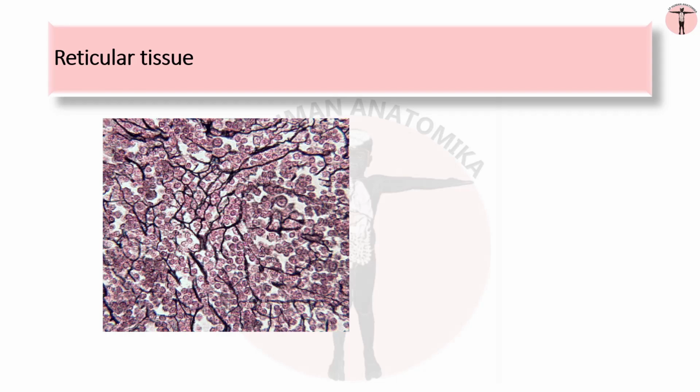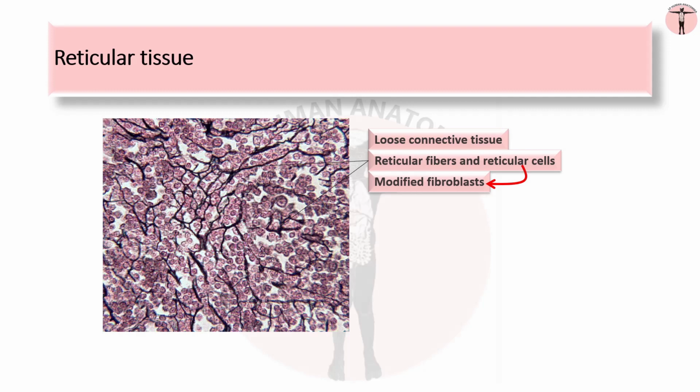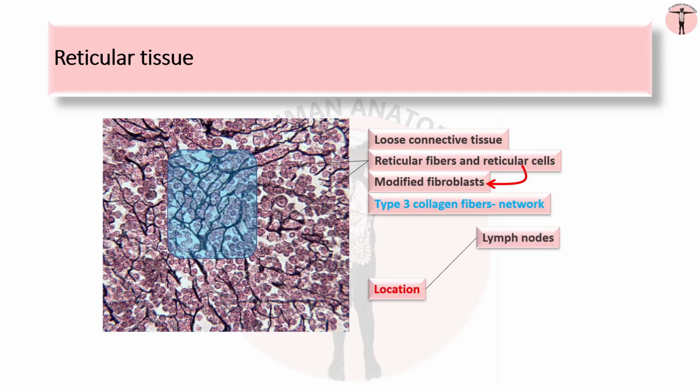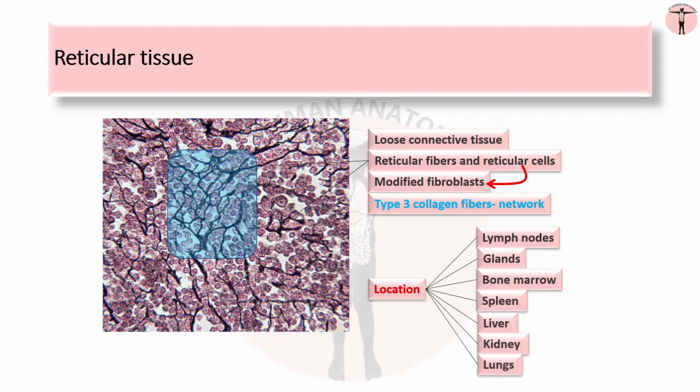Reticular tissue is loose connective tissue made up of reticular fibers or type 3 collagen fibers and reticular cells. Reticular cells are nothing but modified fibroblasts. Type 3 collagen fibers form delicate network that supports various types of cells. Most of the cells are fibroblasts, but some may be macrophages. Examples where reticular tissue is located are lymph nodes, glands, bone marrow, spleen, liver, kidney, and lungs.